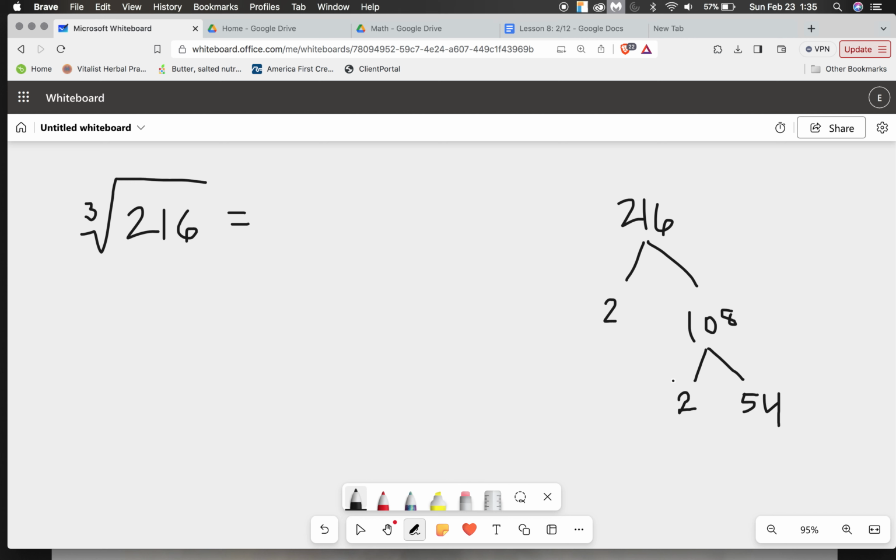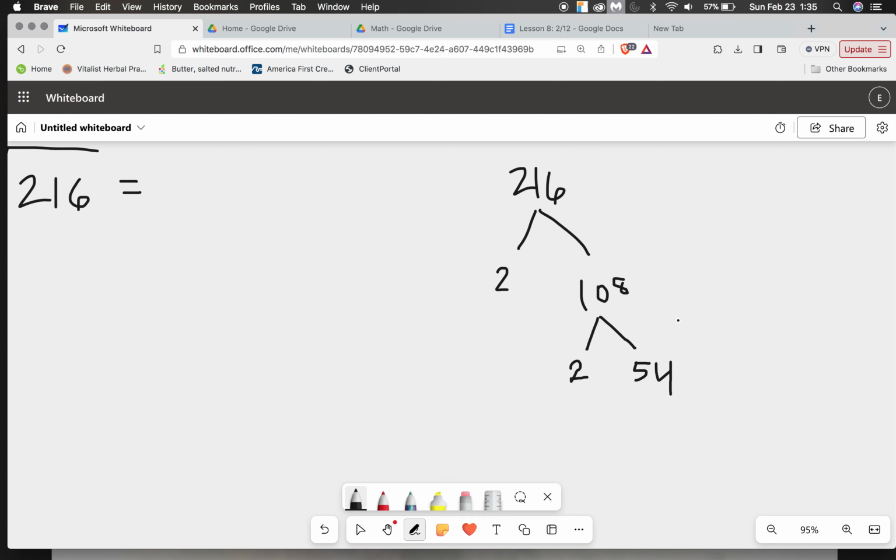So we have 2 2's, but we all know that 2 times 2 times 2 is not big enough to be 216, so I wonder how this is going to break down. Anyway, let's go 54. 54, once again, is an even number, so if we take out 2, what is half of 54? Well, half of 50 is 25, and half of 4 is 2, so that would give us 27.